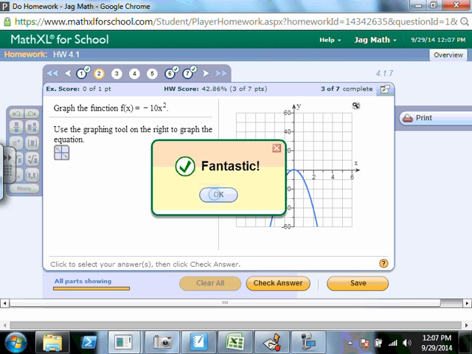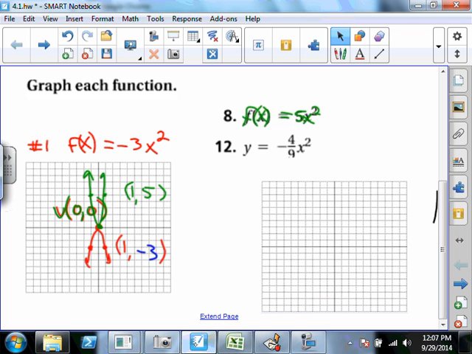All right. Now, this next one is kind of like number 12. Same ideas apply, but it's a little bit different, a little bit tougher. What's the vertex going to be on number 12? The vertex is still going to be 0, 0. What's a point we expect this to go through?